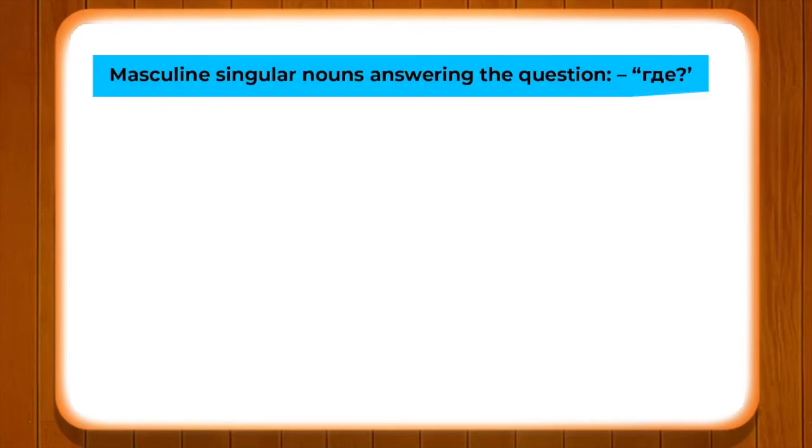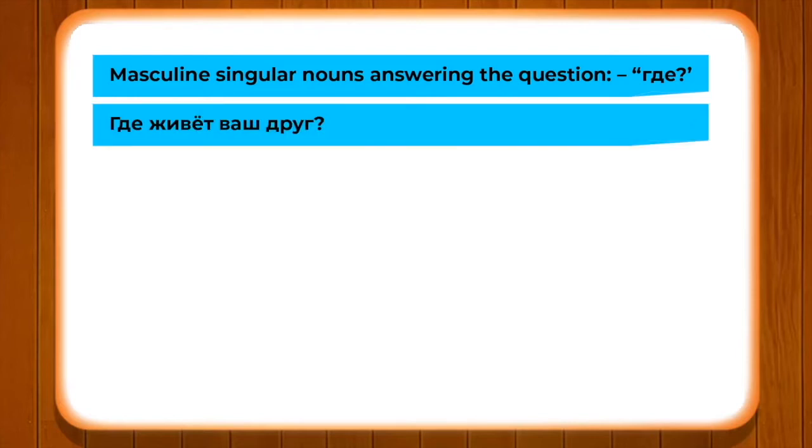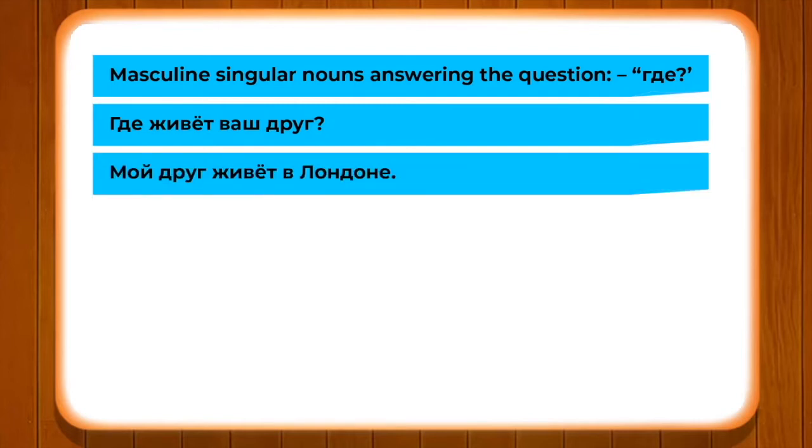of где. For example, for masculine singular nouns, answering the question где, how do we do that? We can use: где живёт ваш друг? So друг is a masculine gender noun. Мой друг живёт в Лондоне. Лондон changes into в Лондоне. В Америке, во Франции. Why Франции? Because Франция is a masculine gender noun? No. It's a feminine gender noun. That is why Франция, ending with я, changes into Франции. If it is а, as in Америка, it changes into Америке.